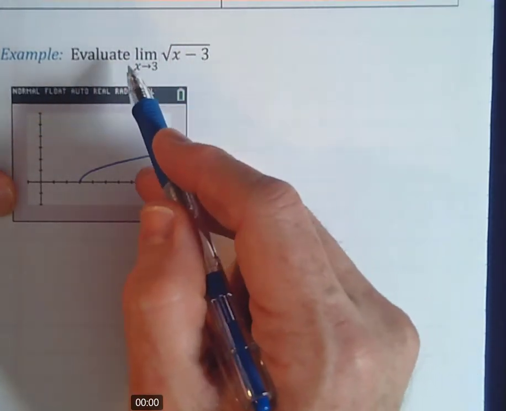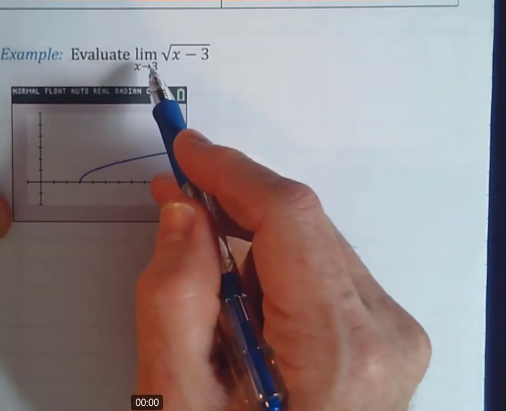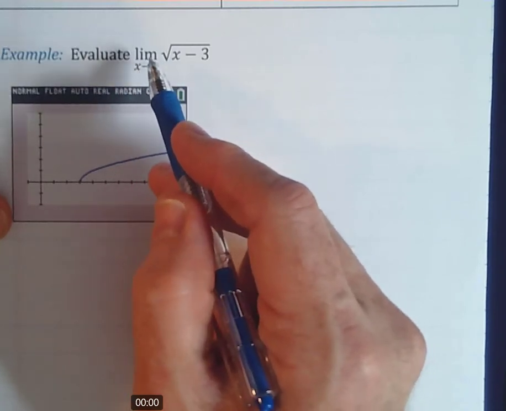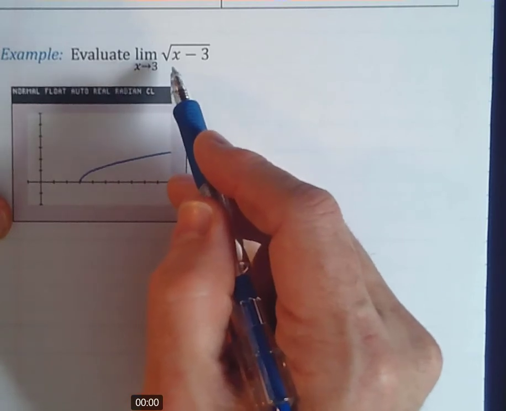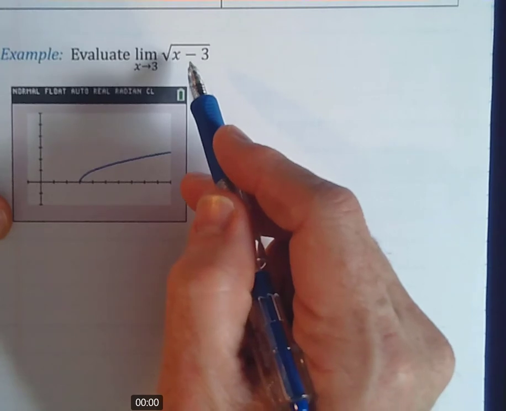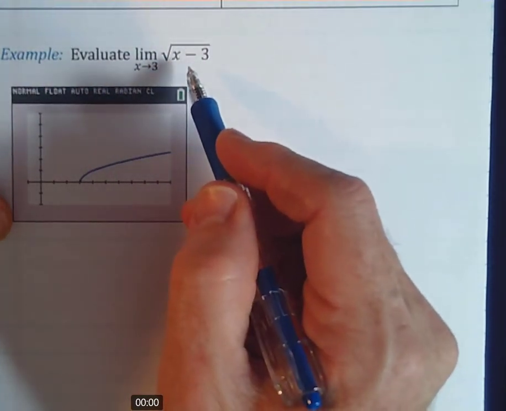But we always have to consider what's happening as we're approaching 3 coming from both sides. If we approach 3 coming from the left, then we're talking about numbers like 2.5 or 2.9, numbers that are a little bit less than 3. And you can see that if you try to plug those into here, you would end up with a negative underneath the square root. And you just can't evaluate that in the real number system.